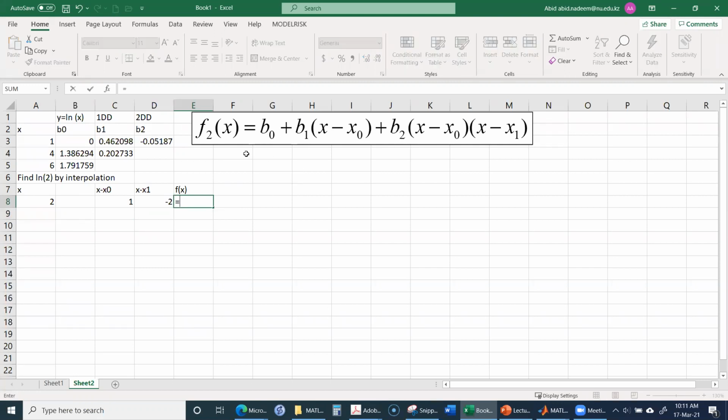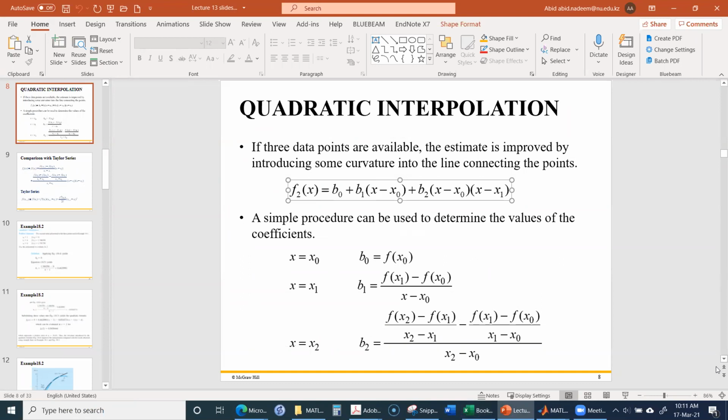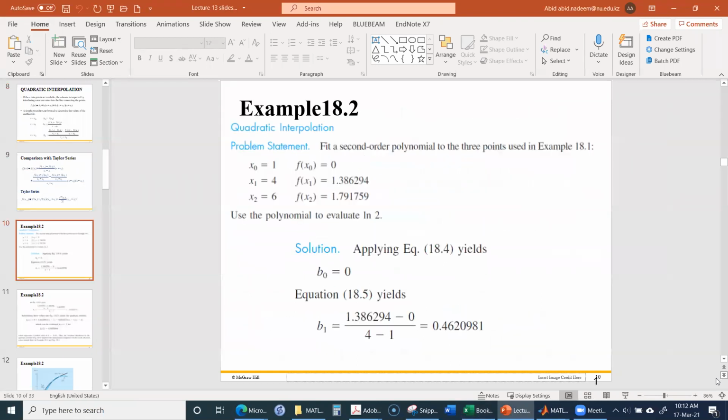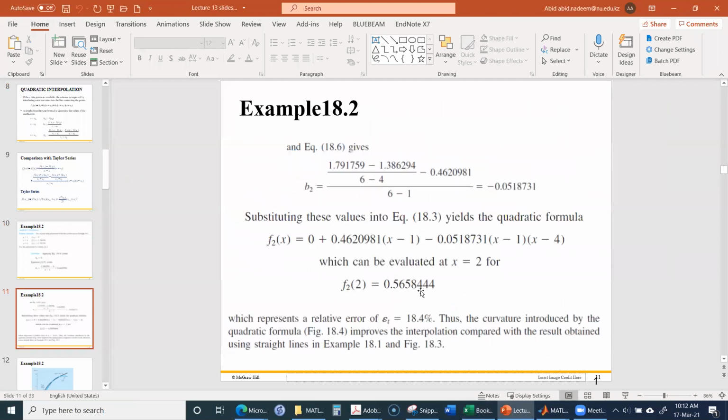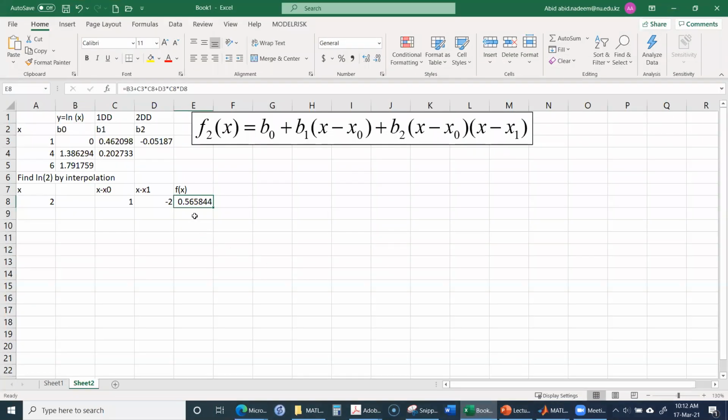So it will be equal to b0, here we have the value of b0, plus b1 times (x minus x0), which is this value, plus b2 times (x minus x0) times (x minus x1). And now I hit enter, and then here I will find the answer, which is 0.565844, which is the same answer which we got in this example 18.2, 0.565844.